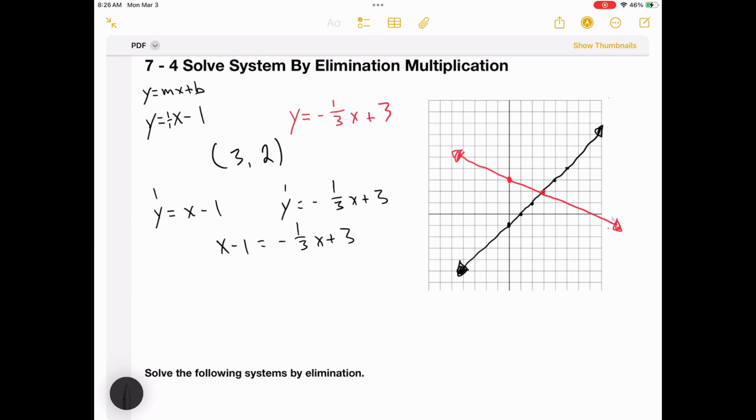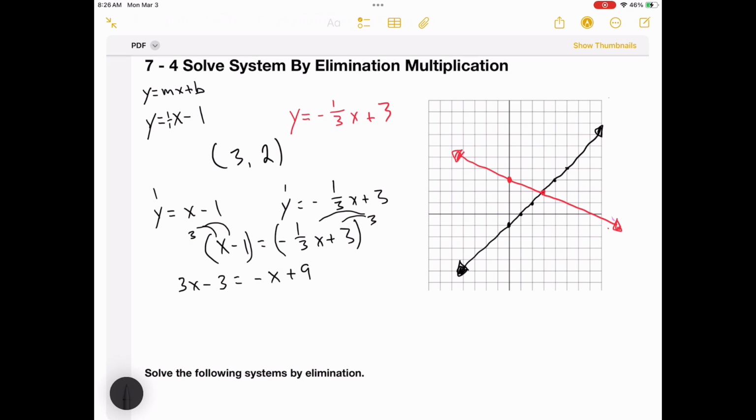First thing I want to do is deal with the least amount of fractions I can. So I'm going to go ahead and multiply everything by 3. And what this will do is get rid of this fraction for me. And remember, I'm going to distribute my 3 here, distribute my 3 there. I'm going to get 3x minus 3 equals -x plus 9.